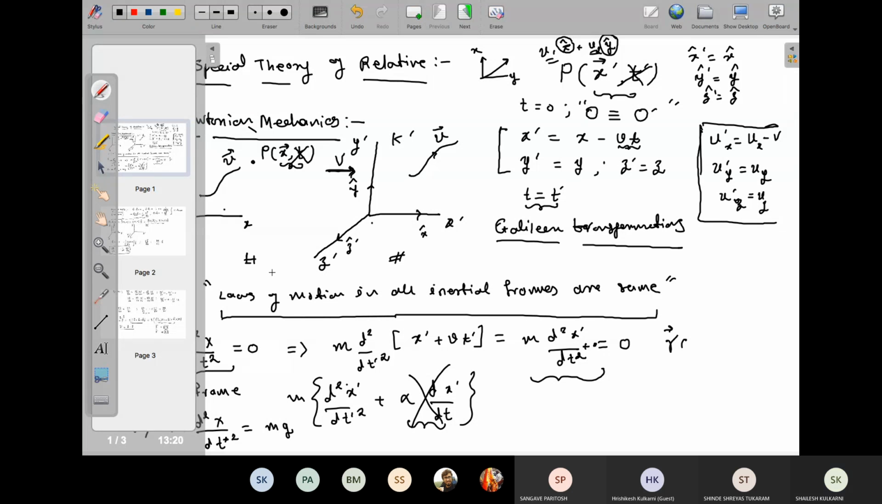Is it clear or not? Yes, sir. This force law should not break. In that case, I can create a force in some direction if the vectors do not match, if the direction of the vectors does not match, then I can create a force which was not there in this frame. I can create an extra piece which was not there.